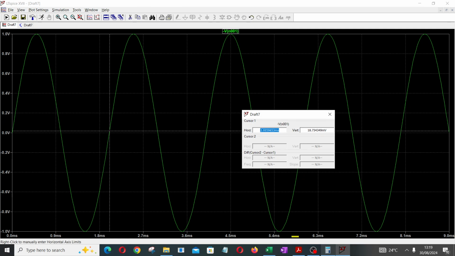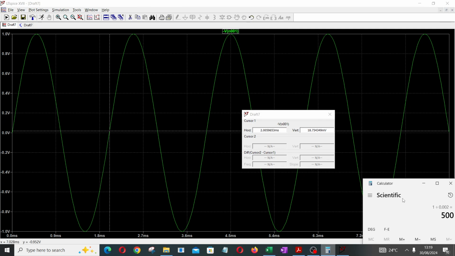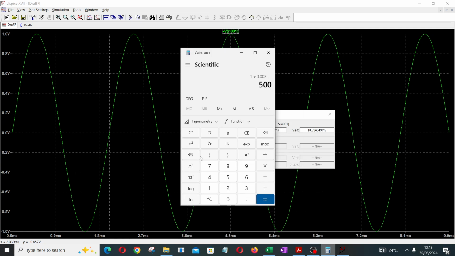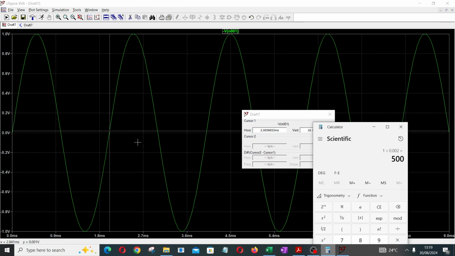So if you got the period to be 2 milliseconds, you can easily punch your calculator: 2 milliseconds gives 1 divided by 0.002. That will confirm that the frequency is 500 Hz. So that's how to measure the frequency of an AC signal.